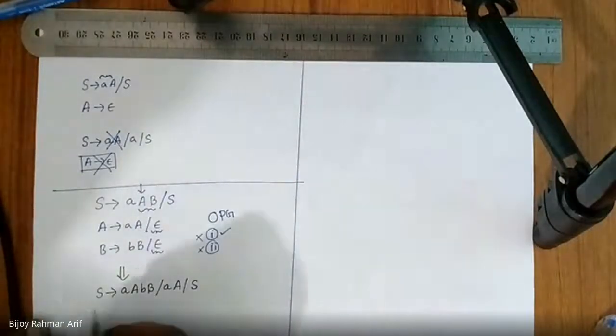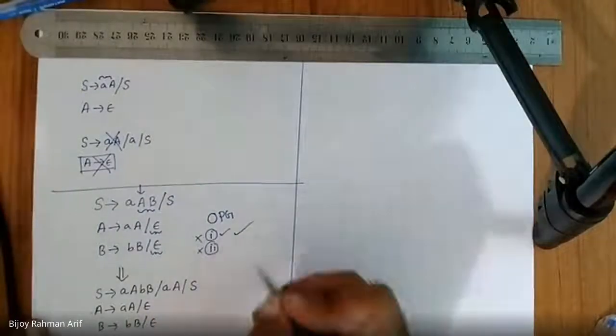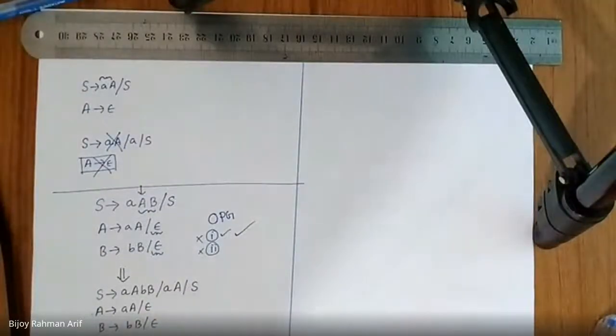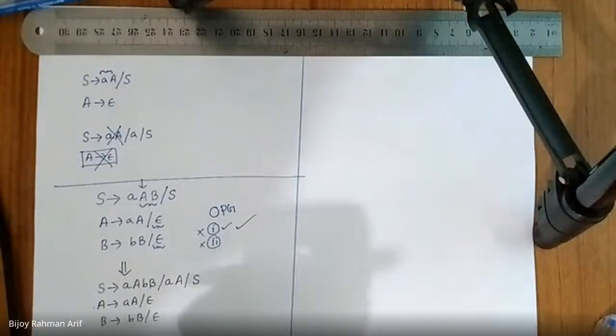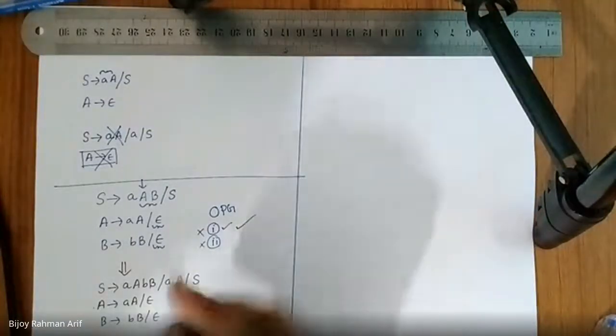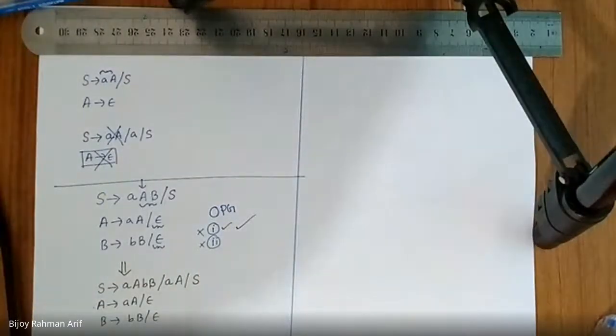Fantastic. So now it becomes like this: AA, epsilon, and B derives BB, epsilon. So we are done with rule number 1. There is no problem with rule number 1 because no two variables are side by side. But still we have a problem with rule number 2. So how can we fix rule number 2?